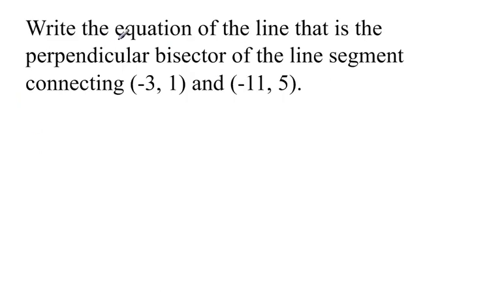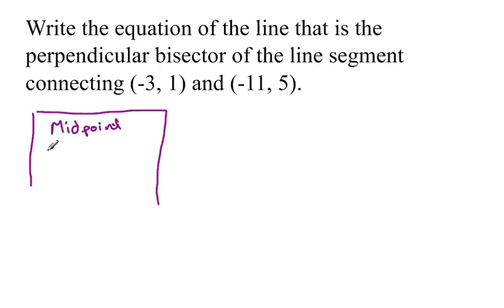Here we're asked to write the equation of the line that is the perpendicular bisector of the line segment connecting negative 3, 1 and negative 11, 5. I'm actually writing my work in those same boxes I had before. My first step was to find the midpoint. So I'm going to take the x coordinates, negative 3 and negative 11, and find their average. And then the y coordinates, 1 plus 5, and find their average.